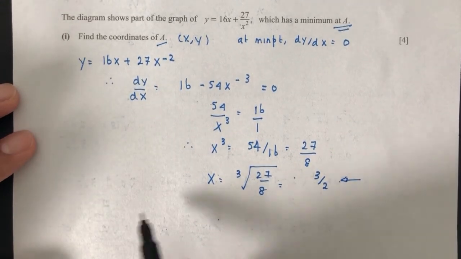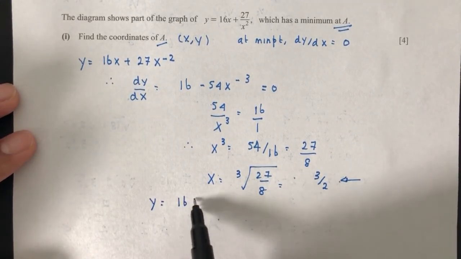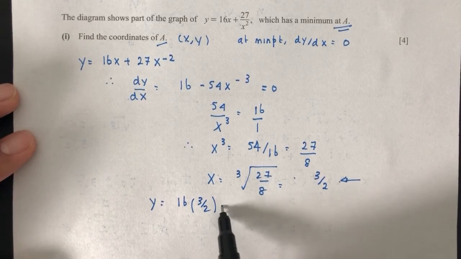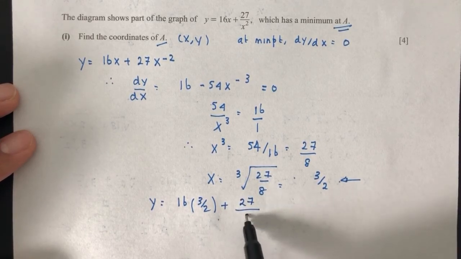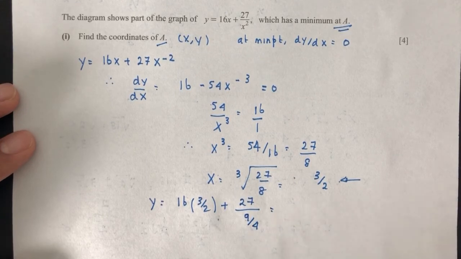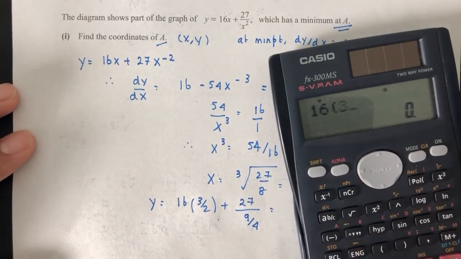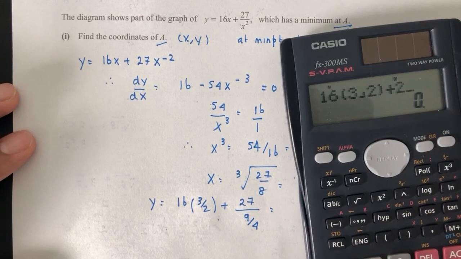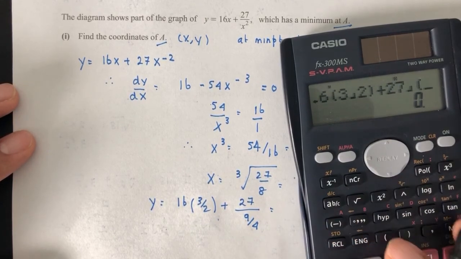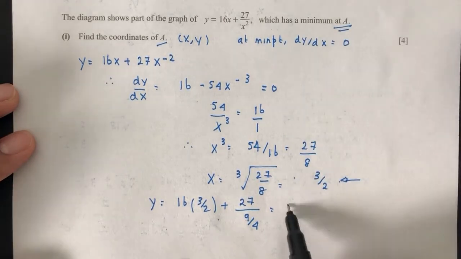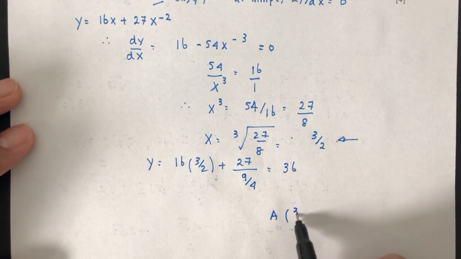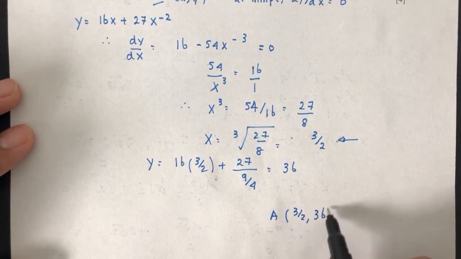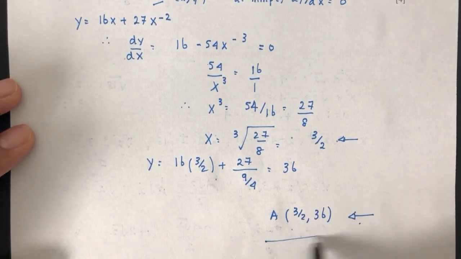So let's find the value of y. Y should be 16 times 3 over 2 plus 27 times x squared, so 9 over 4. So simplify. 16 times 3 over 2 plus 27 over 9 over 4. That should give me 36. So your point A will be 3 over 2 and 36. That is my point A.